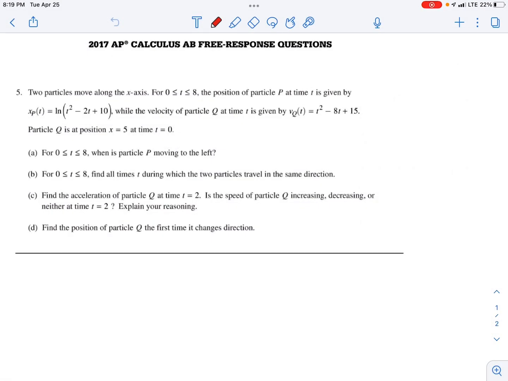Hello everyone, so I wanted to go over a position velocity acceleration problem with you guys. So in number 5, this is not calculator active. No calculator allowed here.